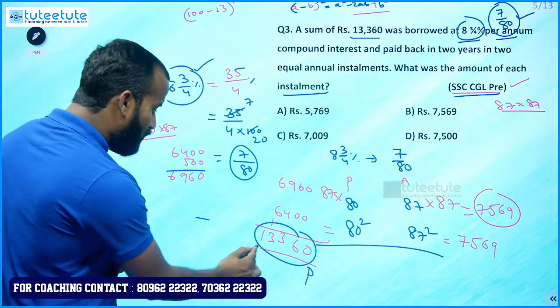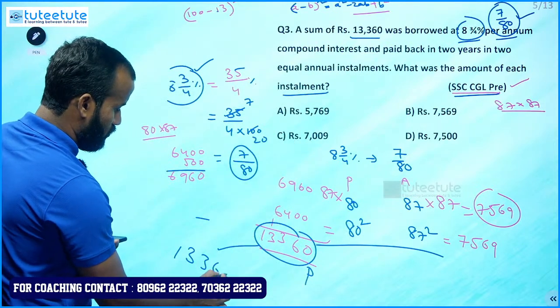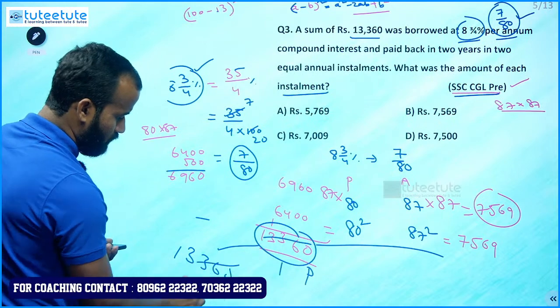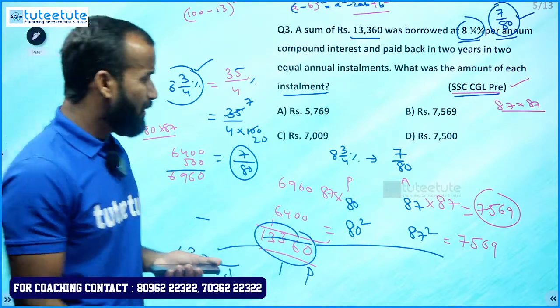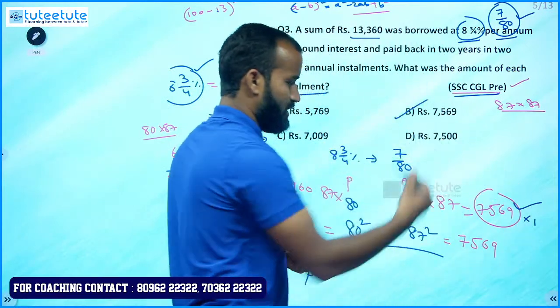This principal value is given. So how much? 13,360. So one part value is 1 with this. So each installment, how much? 7569 into 1 is equal to 7569 only.